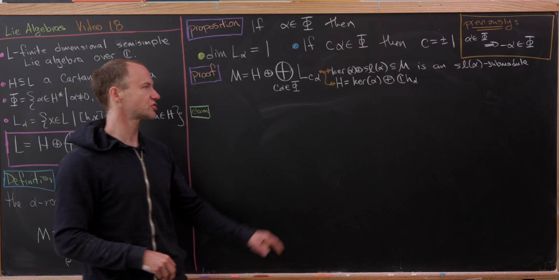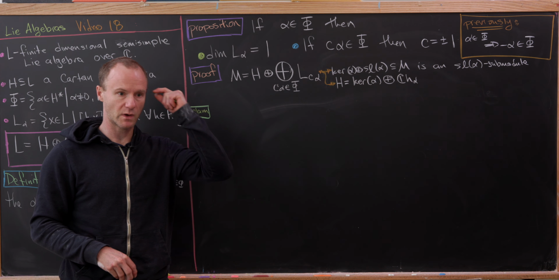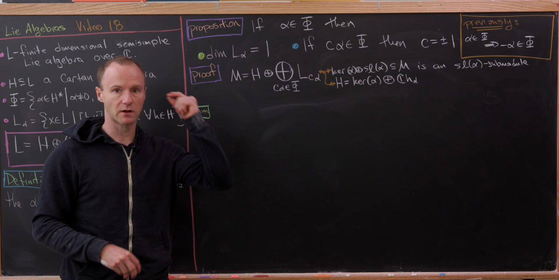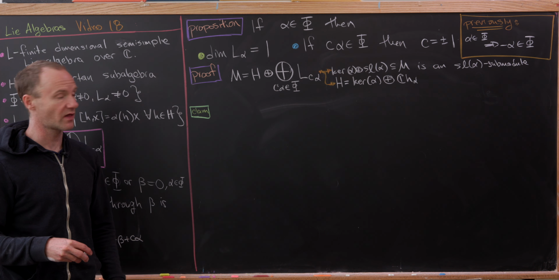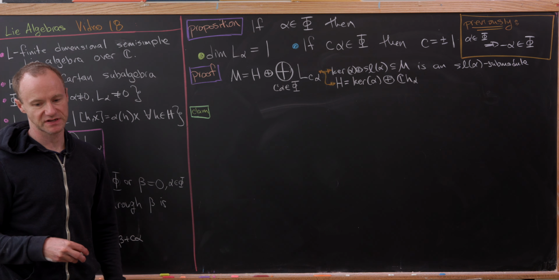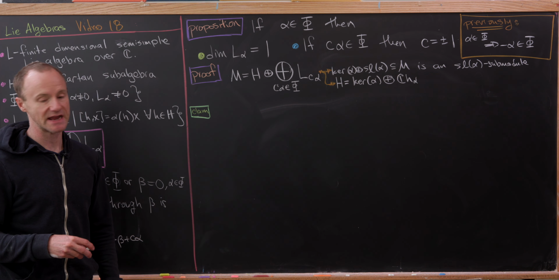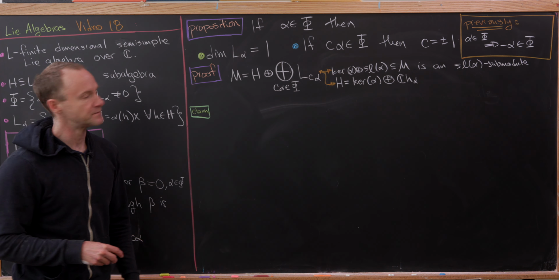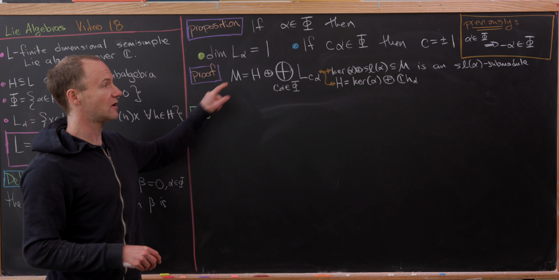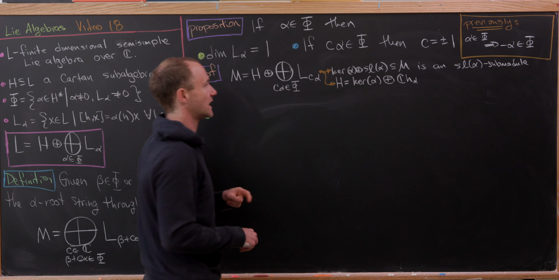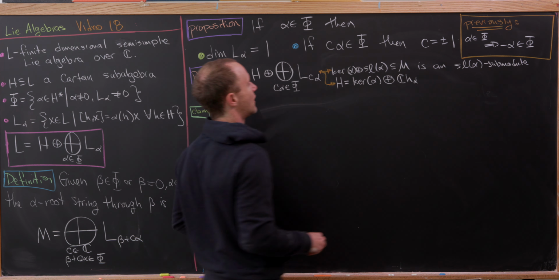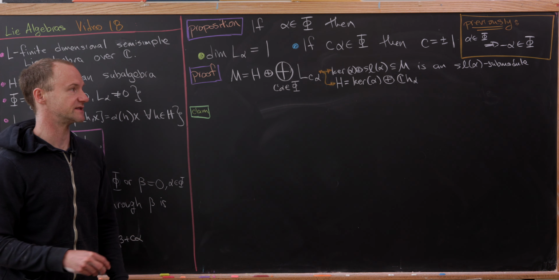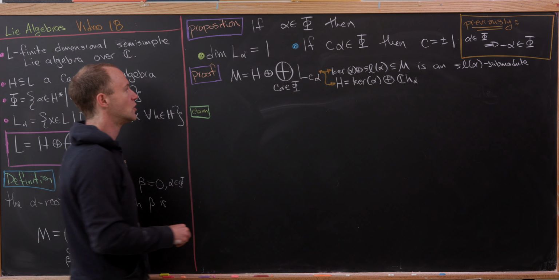And then we also showed that the kernel of alpha had codimension 1 in all of H. And that allowed us to do this decomposition of H as the kernel of alpha plus a one-dimensional subspace spanned by H alpha. Okay, now where are we going to go from here? Given that M itself is an SL alpha module, and this kernel alpha plus SL alpha is a submodule of this module, what does that mean?